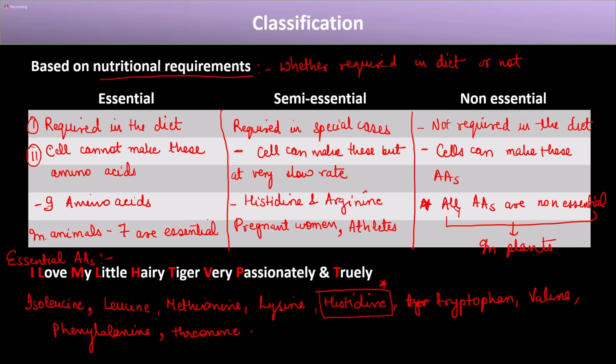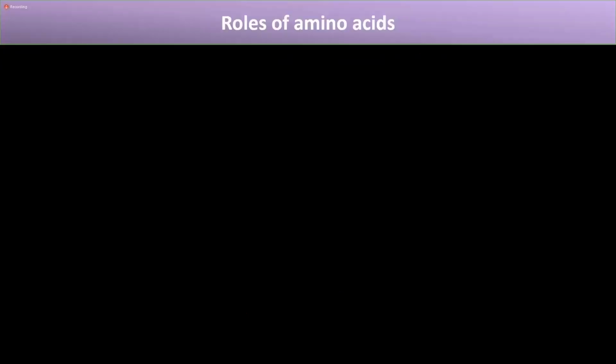Now I was talking about the case of animals, what are the 7 essential amino acids? For animals, you can remove HeAd: histidine, alanine, and threonine. If you remove these 3 amino acids, then the rest 7 are essential amino acids in the case of animals. With this, we have completed the classification of the amino acids.